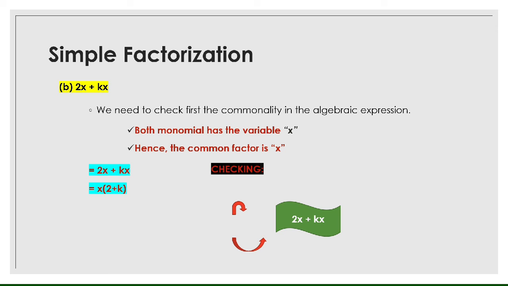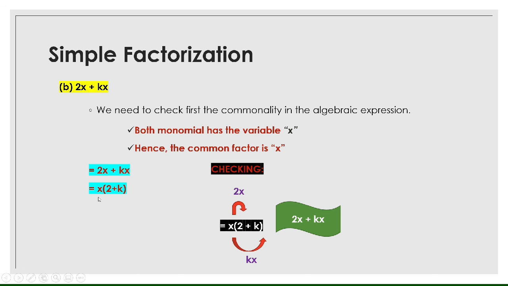So now, we need to check the answers if it's correct. X times 2 would be giving you 2X, and X times K would be giving you Kx. Okay? So the answer would be 2X plus Kx using the checking method. And it's actually the same as the given equation. So, ibig sabihin, tama ang ating sagot.